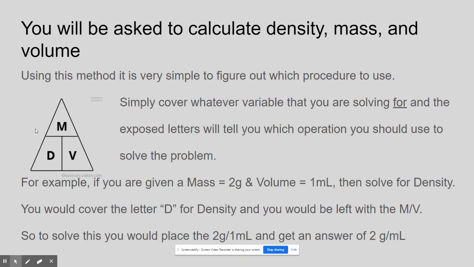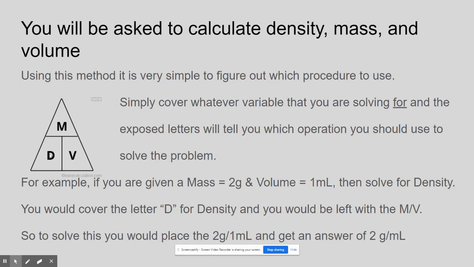So for example, if you're solving for density, you put your finger over the D, which I'm going to do by putting the cursor over the D. When you put the cursor over the D, you see that there's an M, which is up here, over V, which is down here. So solving for density, it's mass over volume. You take the number for mass, and you divide it by the V.